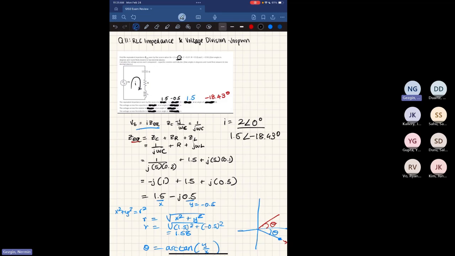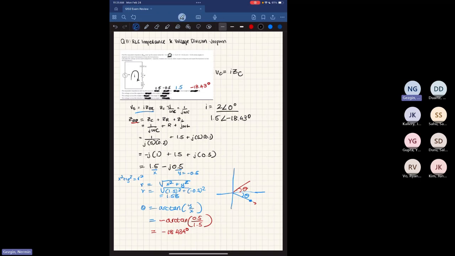To find the voltage across the capacitor, that will be just I times the impedance of the capacitor. So again, it's just really a lot of math. Keep track of your signs. Let's see.